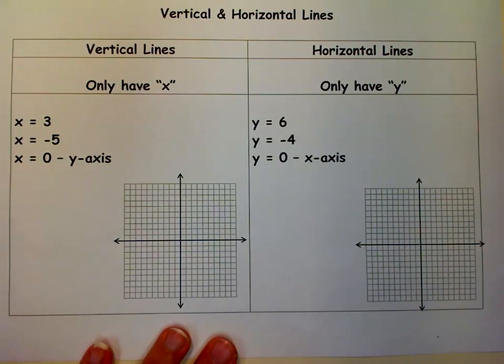We're going to just take a minute to talk about vertical and horizontal lines. They often mess kids up with their understanding because they don't have a y and an x. So it's really important to be able to recognize when a line is vertical and when it's horizontal.